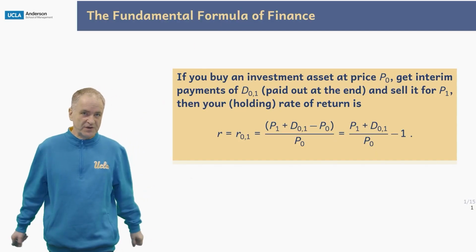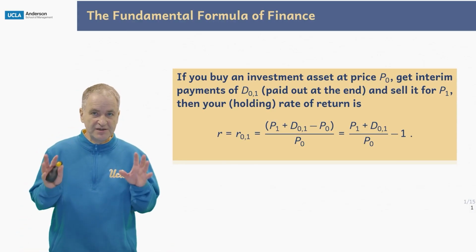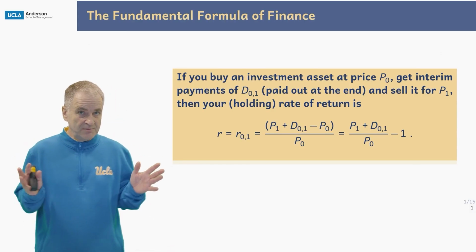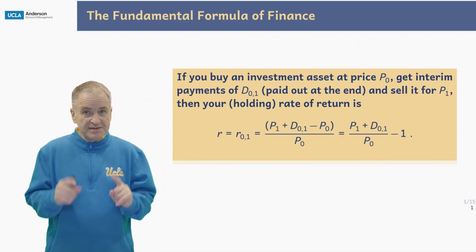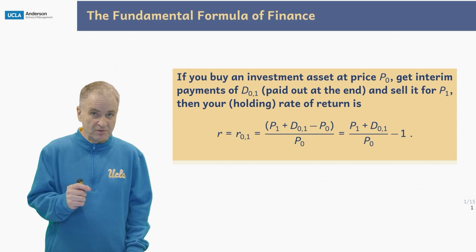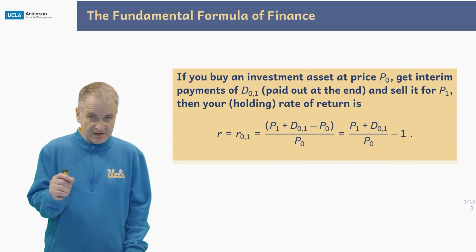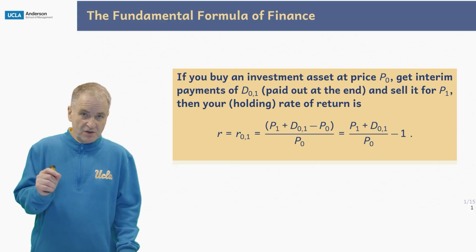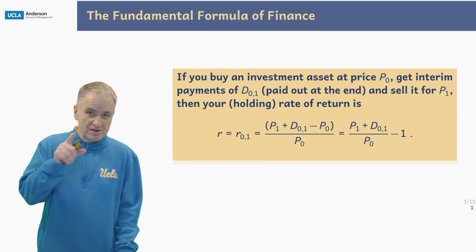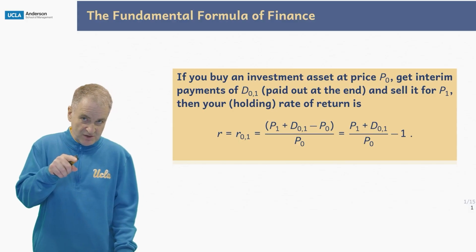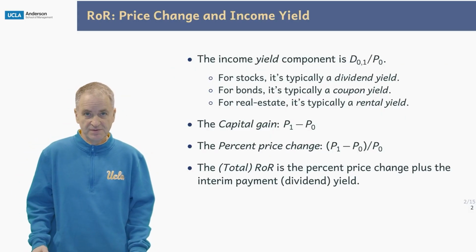So here comes the fundamental formula of finance. If you buy an investment asset at price P0, you get interim dividend payments of D01 paid out at the end, and sell it for P1, then your holding rate of return is P1 plus the dividend in the interim minus P0, divided by P0. Very often, people will take the minus P0 divided by P0 and make it minus 1 at the end. And I'll do that many times during this course.